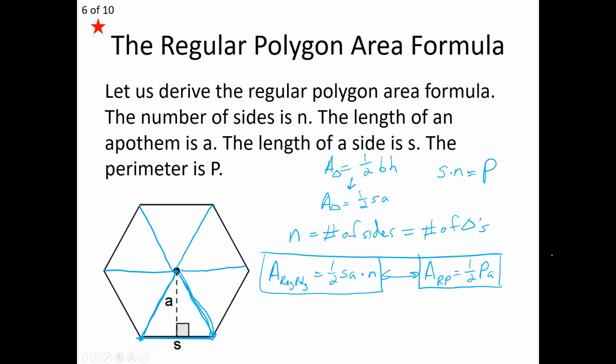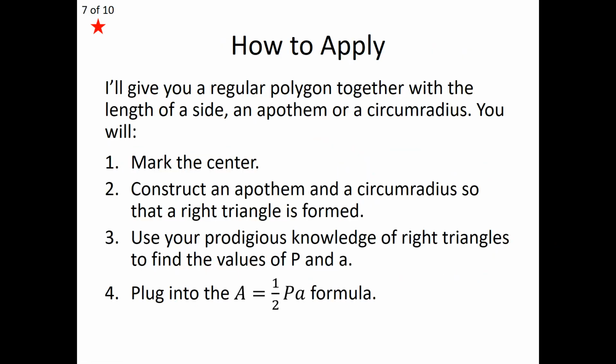Before we get to our first example, though, I want to give you a step-by-step checklist of things to do as you approach any given regular polygon. So how are we going to apply this to find the area? Well, step 1, they hand us a regular polygon, and we mark the center. From that center point, we construct 2 segments: a circumradius and an apothem, and that forms a right triangle for us. Then we use our knowledge of right triangles to find the values of our perimeter and the apothem.